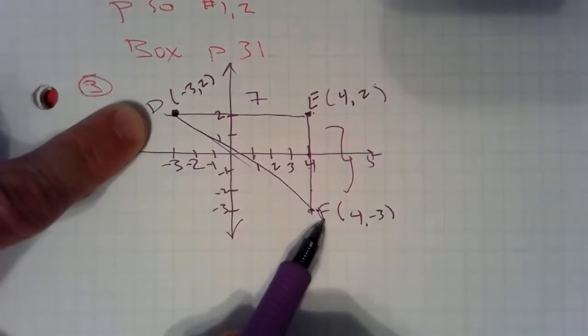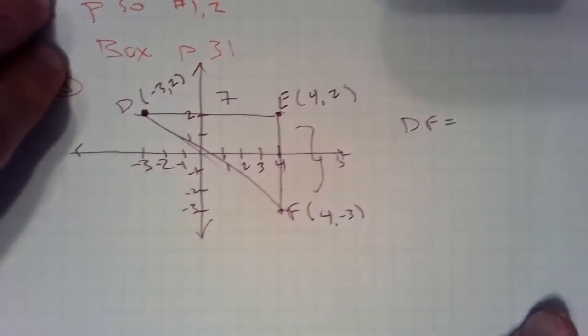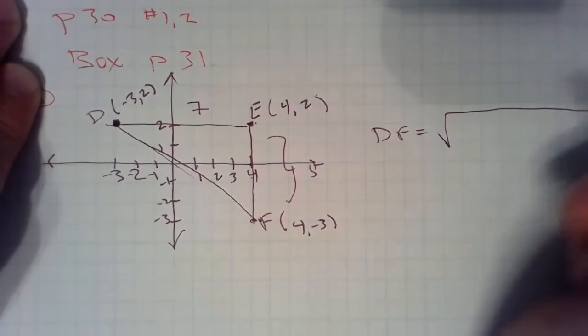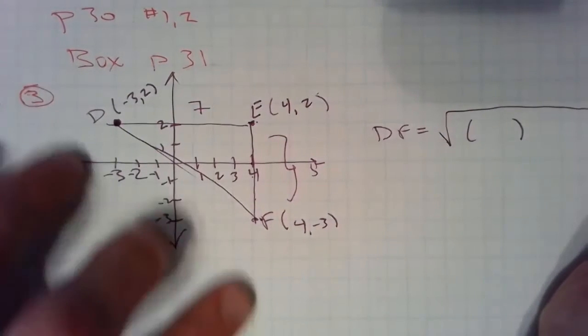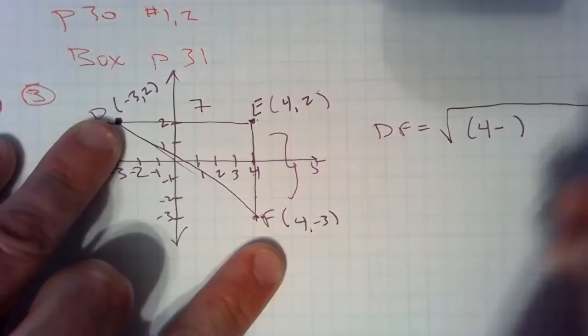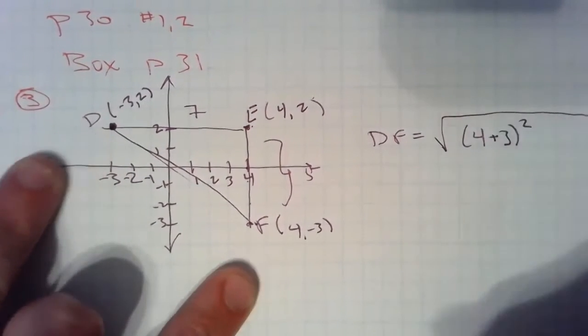So I want to know the distance from D to F. And if you remember from the previous section, we talk about saying the square root of the difference of the x's, so 4 minus negative 3 squared.